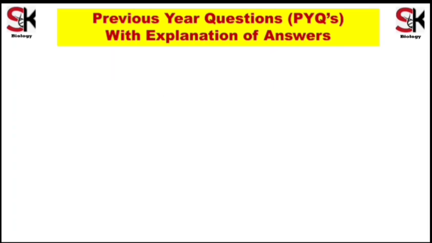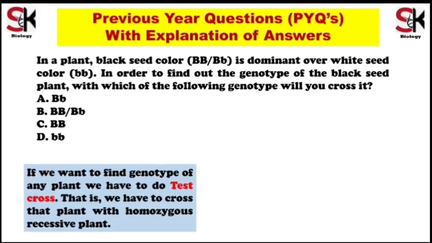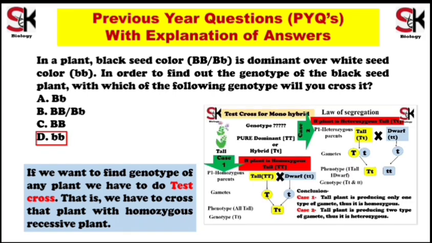Next question. In a plant, black seed color is dominant over white seed color. In order to find out the genotype of the black seed plant, with which of the following genotypes will you cross it? So we know that whenever we want to know genotype of any plant, we have to do test cross. So this test cross is basically cross with homozygous recessive parent, which we have studied in law of segregation.